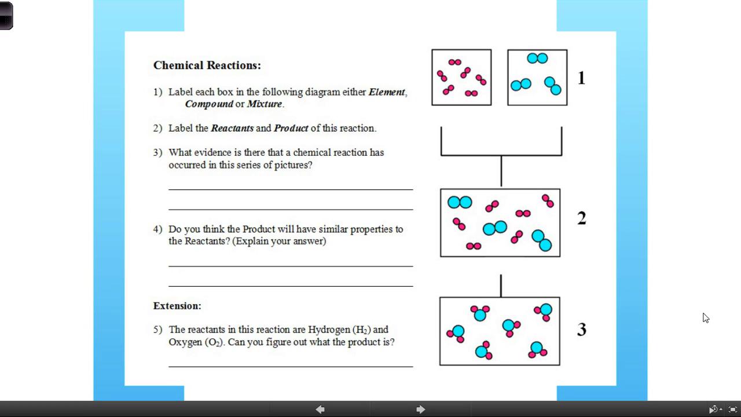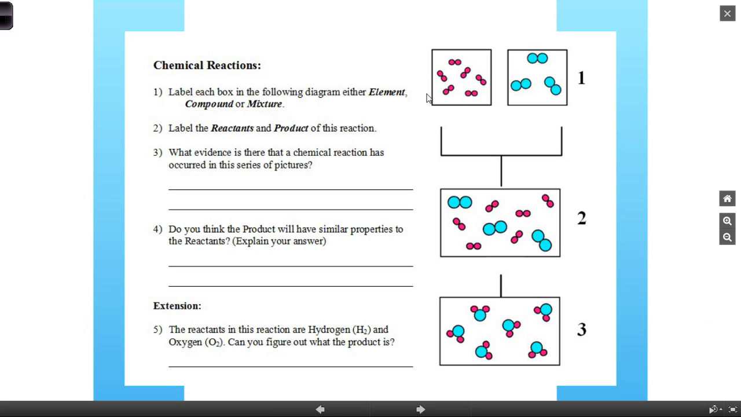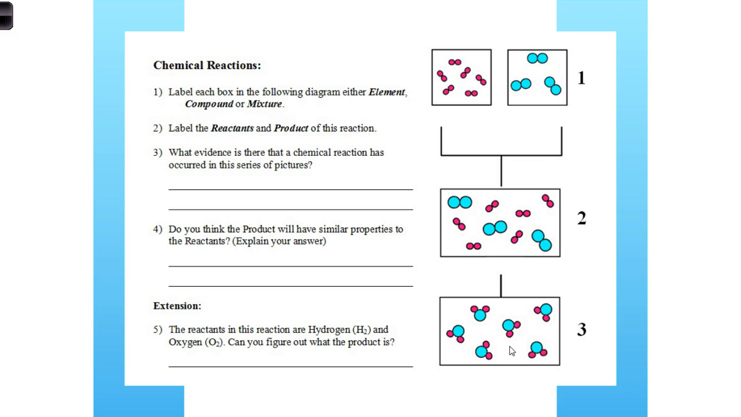Question 3, what evidence is there that a chemical reaction has occurred in this series of pictures? Well, we started with these substances here, number 1, and we finished with this one here, number 3. We've made something new. A new substance is formed. This is without any of the signs of a chemical reaction. We don't know whether heat was given off or bubbles or anything like that. But here, guys, we can see a new substance has been formed.